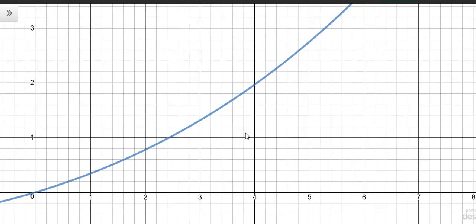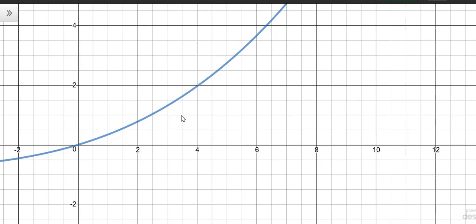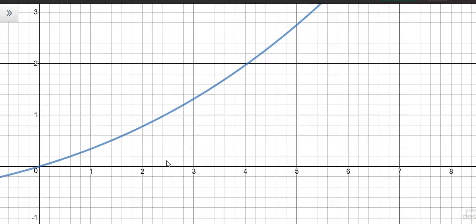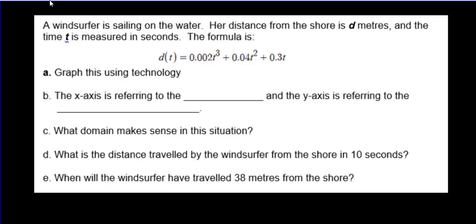Okay? And if we zoom out, we see it gets quicker and quicker. The line is not straight. She's moving at an exponential rate. An exponential graph is a graph that does grow in this direction. So we graphed it. Good. The x-axis is referring to, we just talked about this, the time in seconds. And the y-axis is referring to the distance from shore.